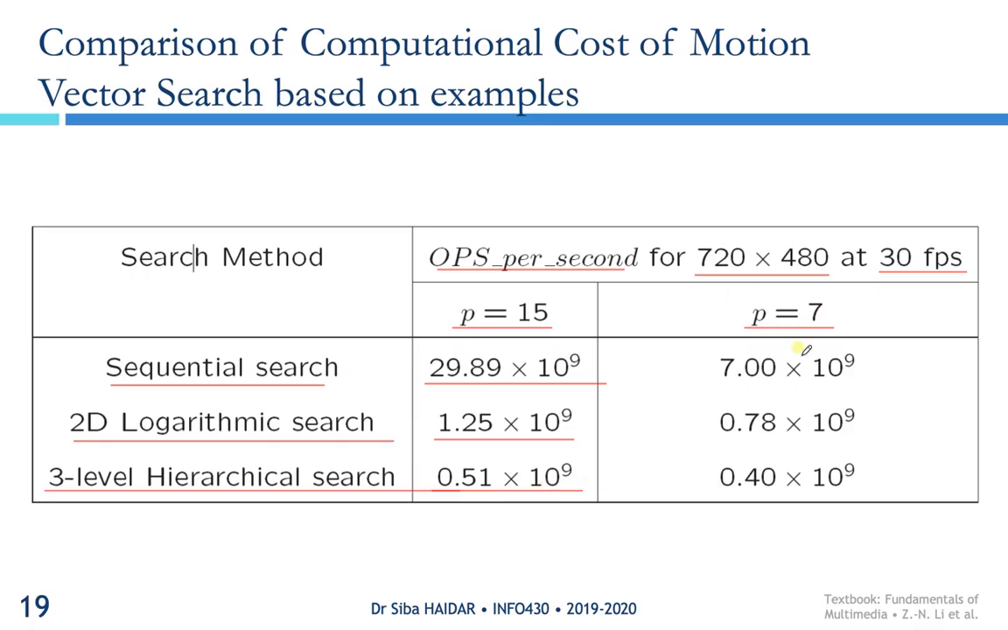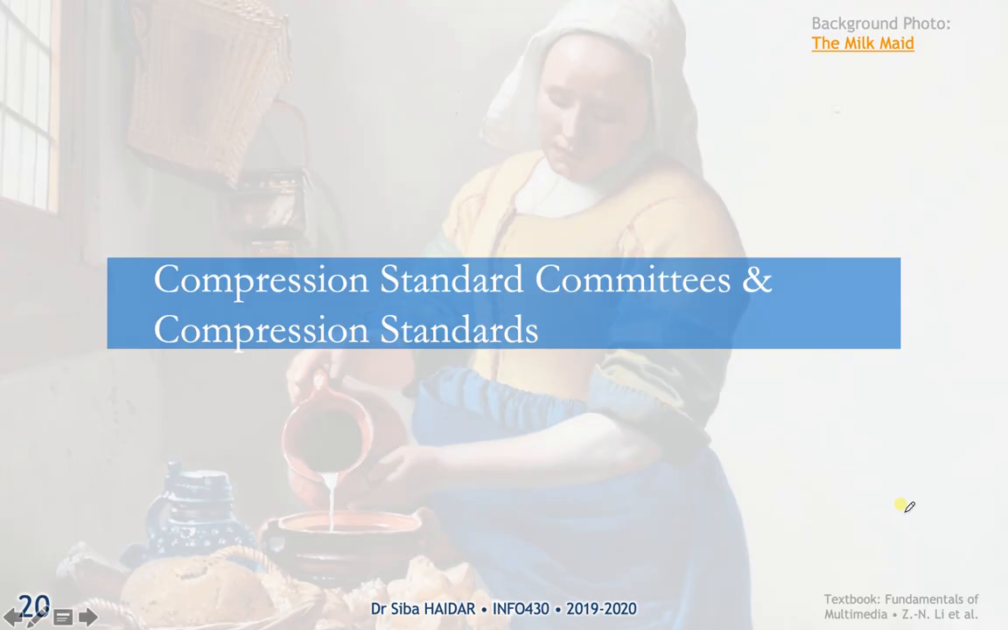And another example is for a smaller P. When you, of course, reduce the search window, you will reduce the number of operations. So instead of 7 times 10, it is reduced 10 times this time, and so on. So this was how we do.